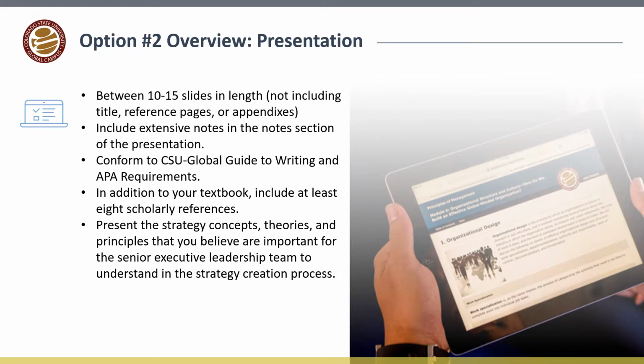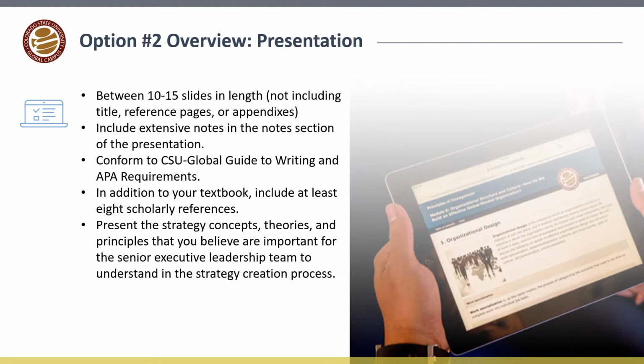The presentation should be between 10 to 15 slides long, not including a title, reference pages, or appendices. It should include extensive notes in the notes section of the presentation, so make sure that you are including notes for each of your slides. It needs to conform to the CSU Global Guide to Writing and APA requirements. And in addition to your textbook, the presentation needs to include at least 8 scholarly references. As with the white paper, you can find these references generally in the weekly lecture, or you can find them in the CSU Global Library.